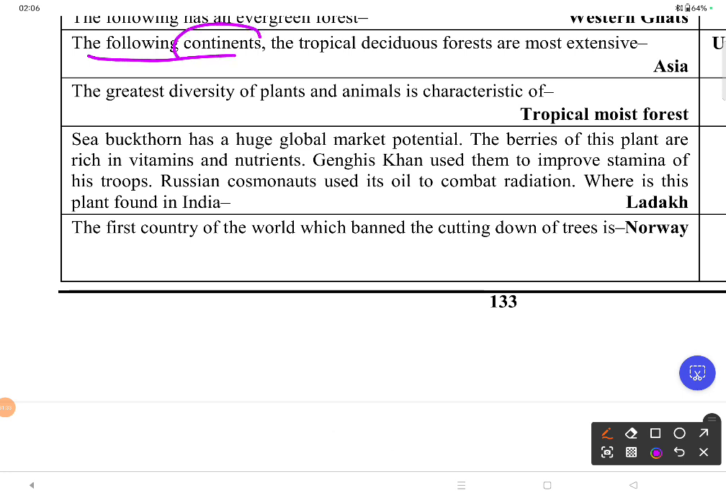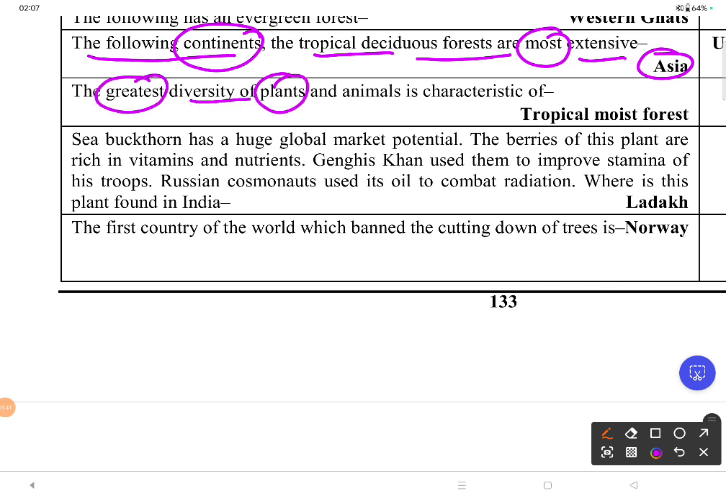In the following continents, the tropical deciduous forests are most extensive. Asia. The greatest diversity of plants and animals is characteristic of tropical moist forest.